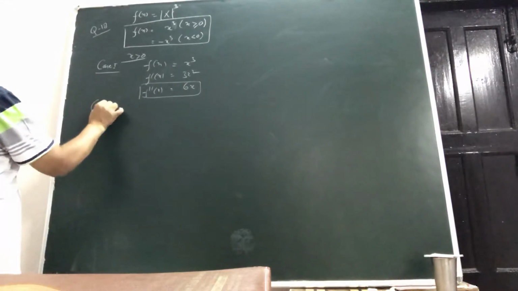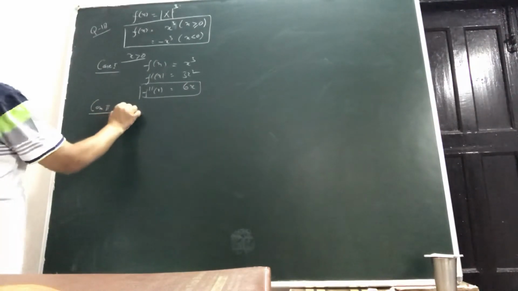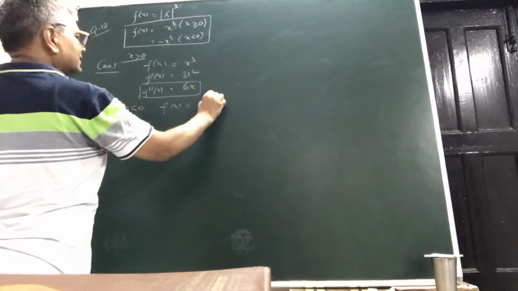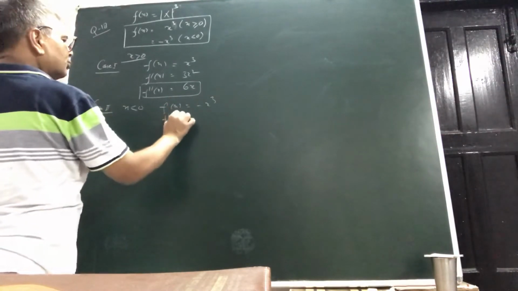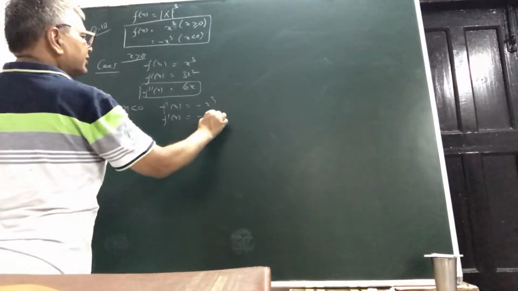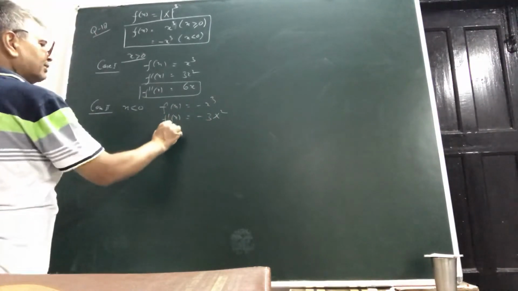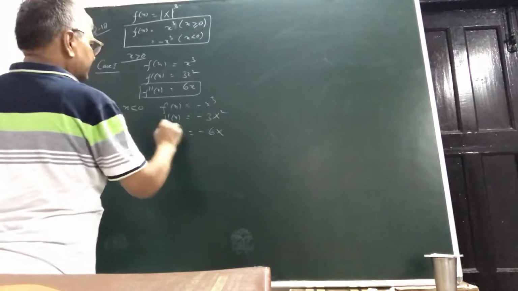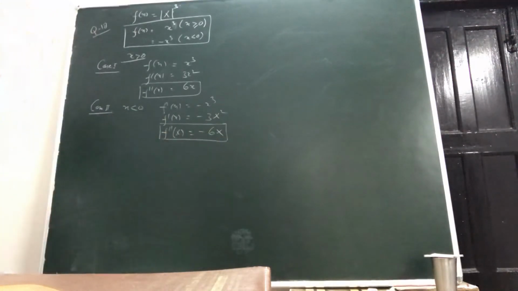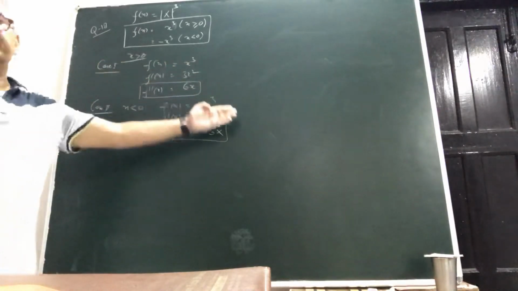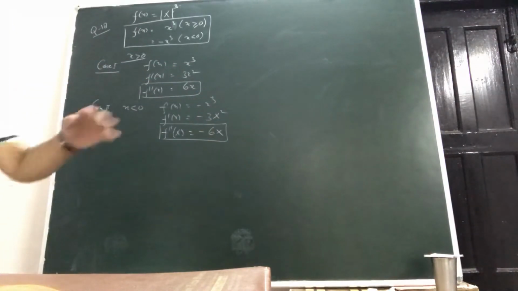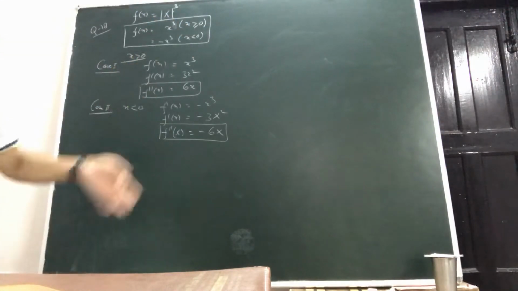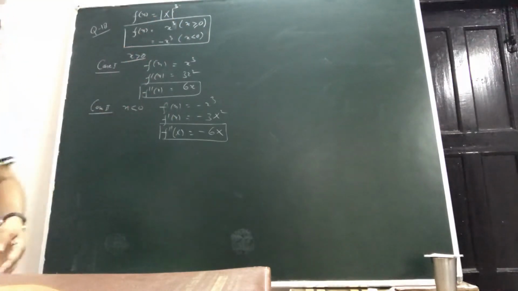Likewise, in case 2, when x is less than 0, then f(x) is equal to what? Minus x cubed. So f dash x will be minus 3x square. And f double dash x will be how much? Minus 6x. Okay. So now only the third case will be an interesting one for the simple reason that here on the right side of 0 the function is defined differently, that is x cube, and on the left side it is defined differently.